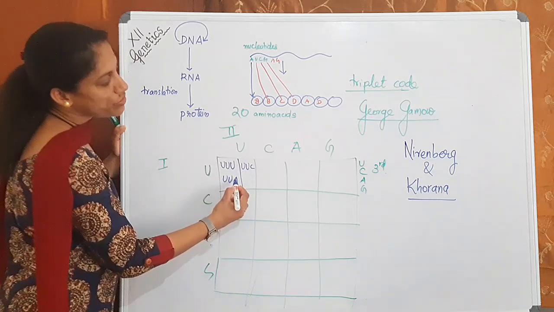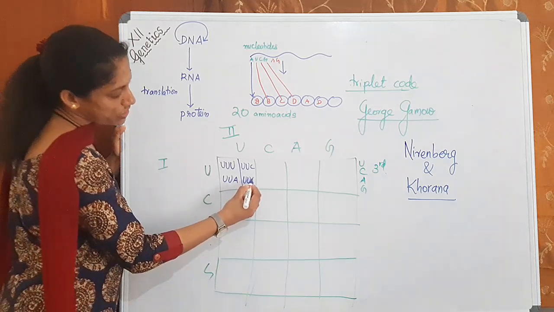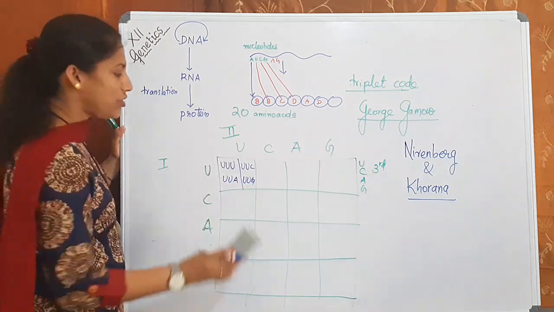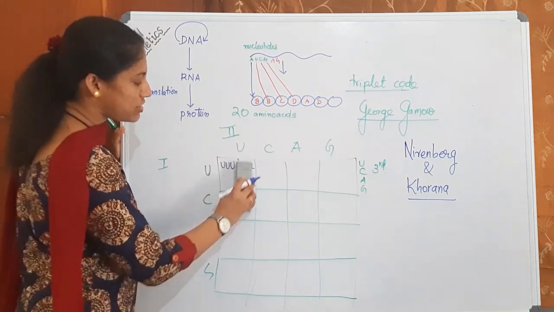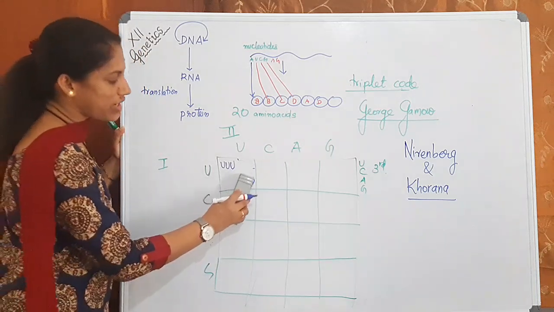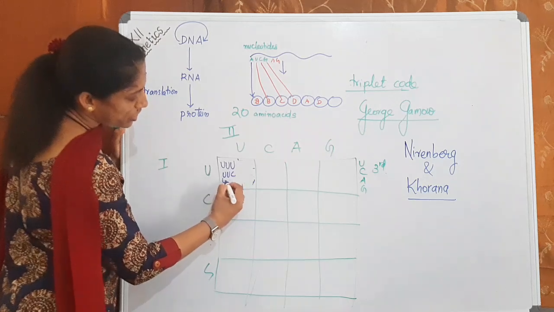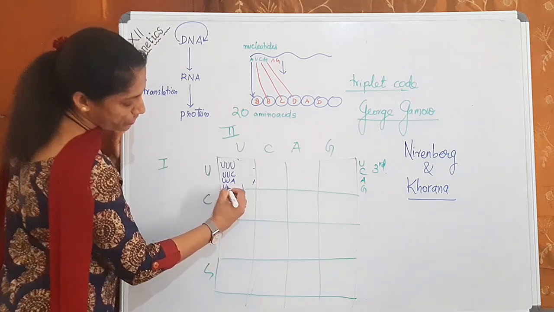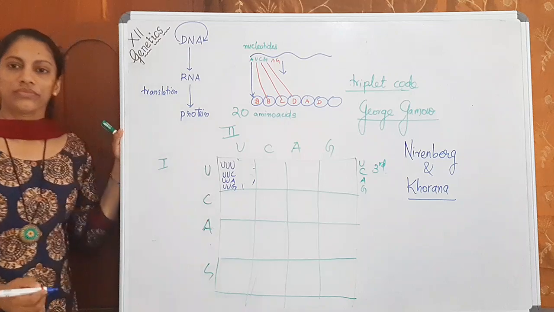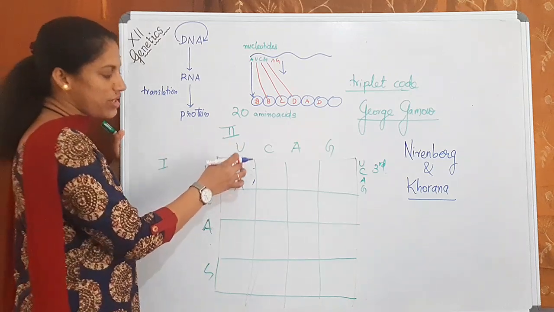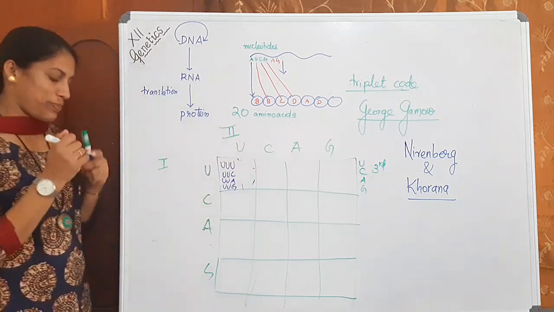UUA, UUG. This way you can write. You can see some books like this. Otherwise you can write in this way, downward: UUC, UUA, UUG. In one box itself there are 4 triplets.